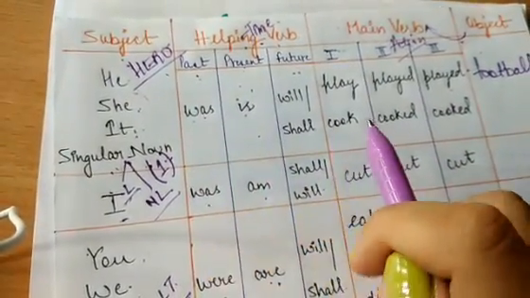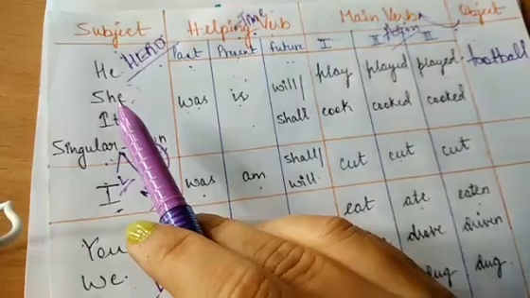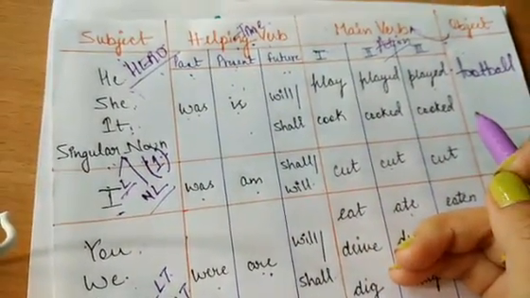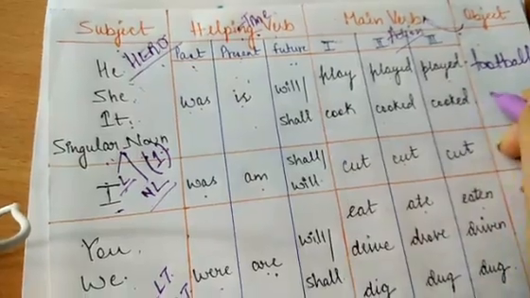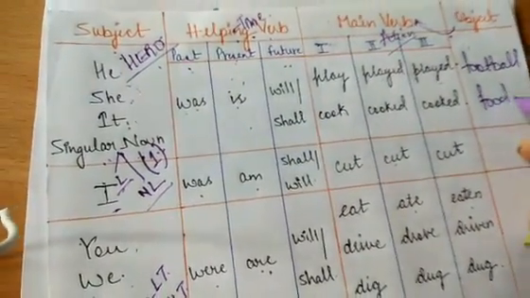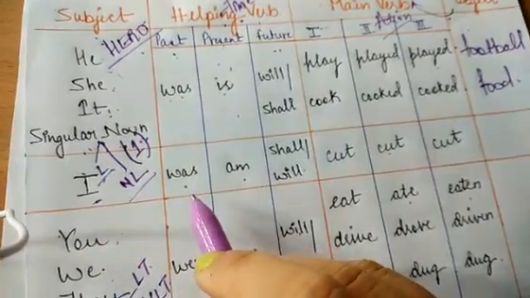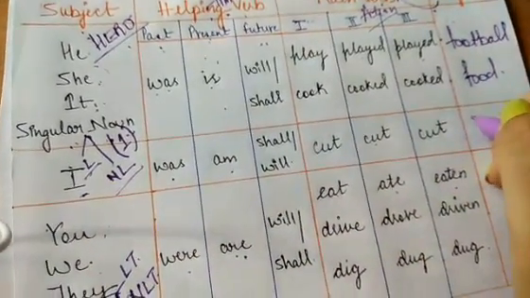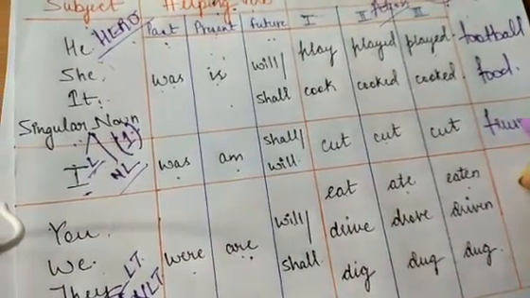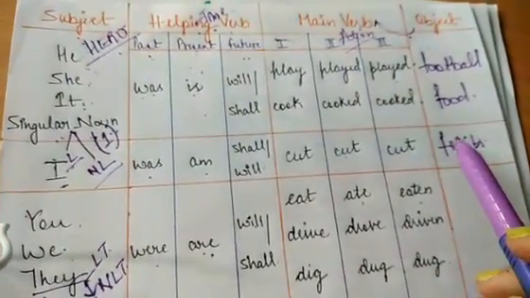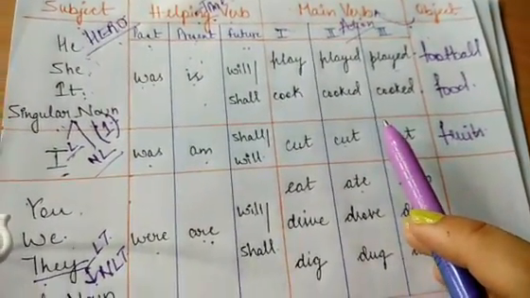The sentence is Rama is cooking food. So what is she cooking? She is cooking food. So the object is food. I was cutting fruits. So you would be observing that the object defines the main verb.